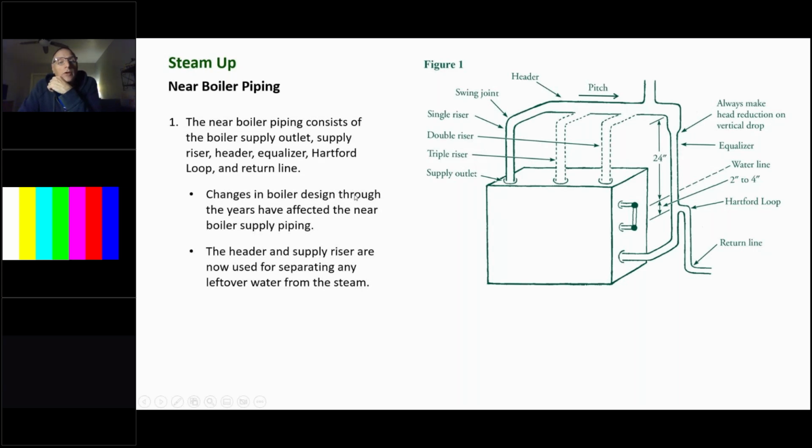So changes in boiler design through the years have affected the near boiler piping supply. That's what I was getting to before with the larger steam chest boilers made in the 50s and 60s that, due to government regulations, mandated more efficient boilers, which made the boilers smaller. The steam chest inside the boiler is smaller. So now most manufacturers rely on this header as a way to help. Whereas in the old big thick boilers, they did all the steam separation in the steam chest. Now we need to help the steam separate using the header.